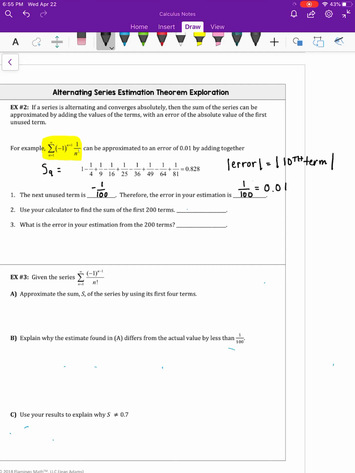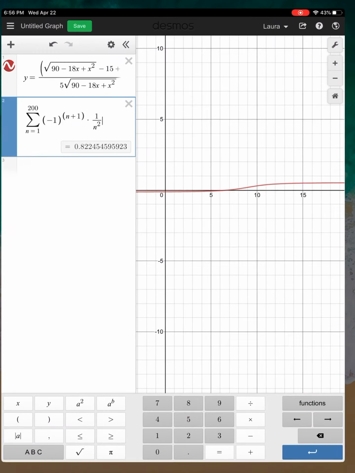If we look here, you can see it's 2 squared, 3 squared, 4 squared, 5 squared in the denominator. So 9 squared, this is going to be a negative, and it's going to be 10 squared. So this is actually going to be negative 1/100th. Therefore, the error in my approximation is the absolute value of that. So my error is going to be 0.01. That's basically how close we are to getting the actual answer.